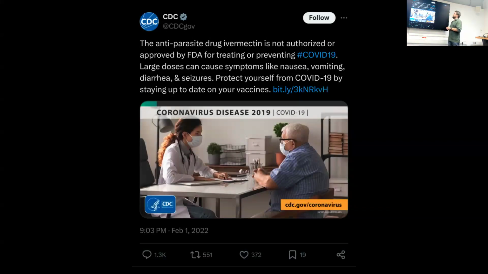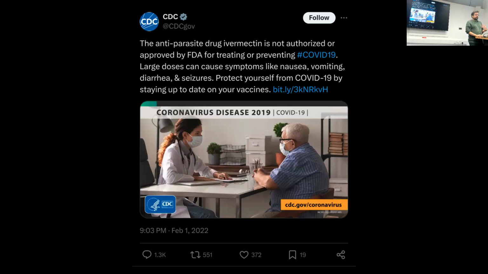So let's try and give an example, hopefully not too controversial. So here we have a tweet from the CDC that says, the drug ivermectin is not authorized or approved for treating COVID, and it can be bad for you, basically. So in terms of cues, the central processing cue would be the content of the tweet, and the peripheral cue would be that it was posted by the CDC, that there's a tick, the number of followers the CDC has, the number of likes, retweets, comments, and so on.